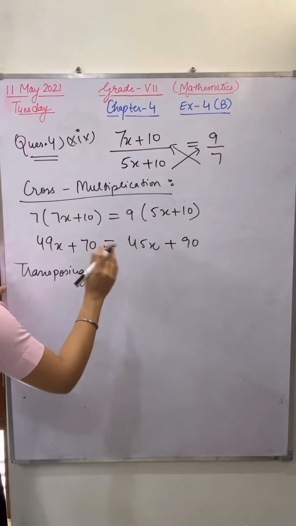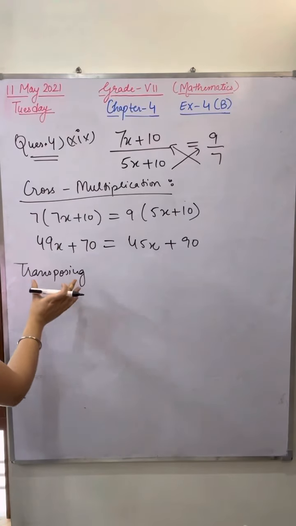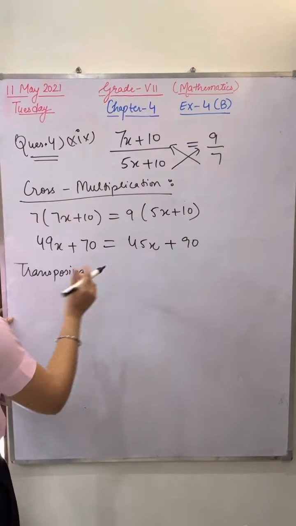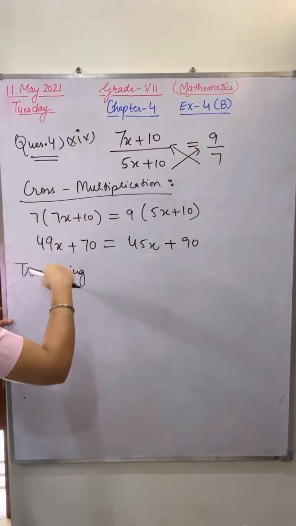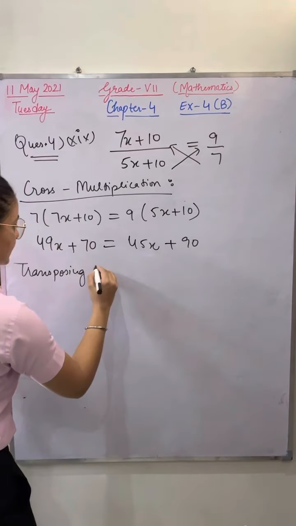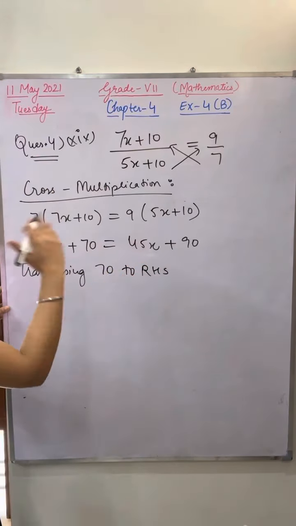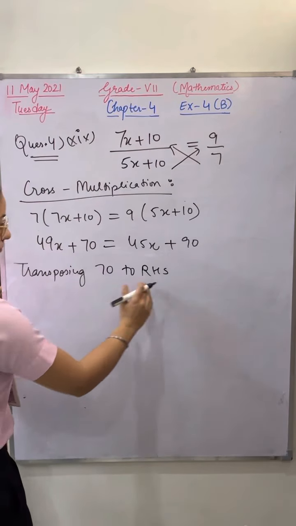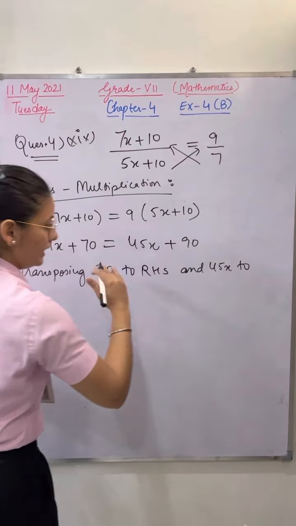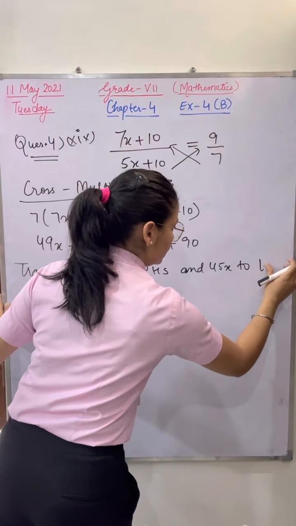You can apply both, constant and variable, in one step only. You have to shift the constant value to the right-hand side. So please tell me which constant you want to shift to the right-hand side. 70. Yes. Transposing 70 to the right-hand side. And please tell me the variable which you want to shift here. Ma'am, 45x. Very good. 45x to which side? Left-hand side. Very good.